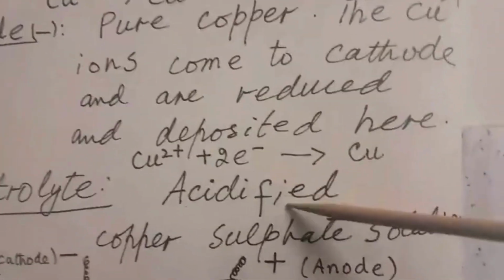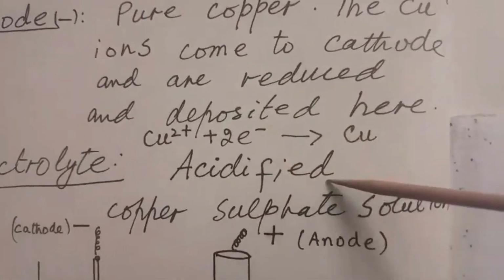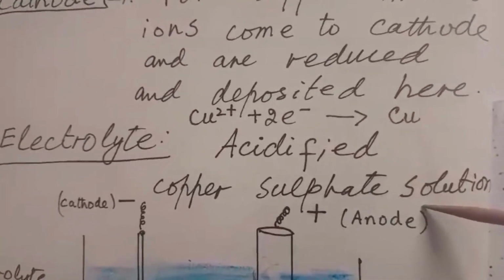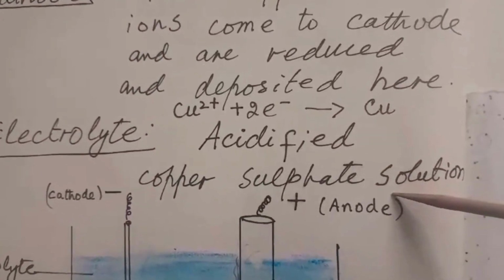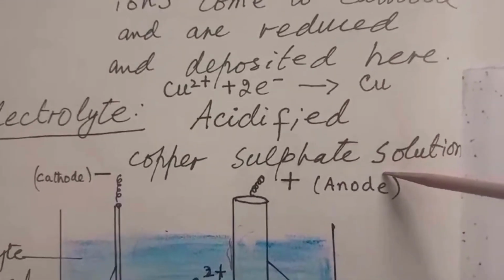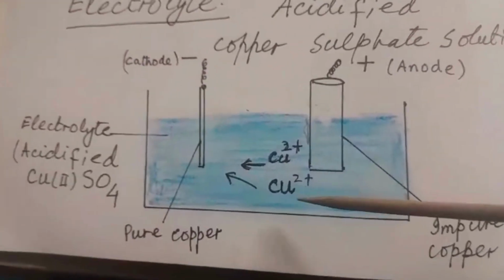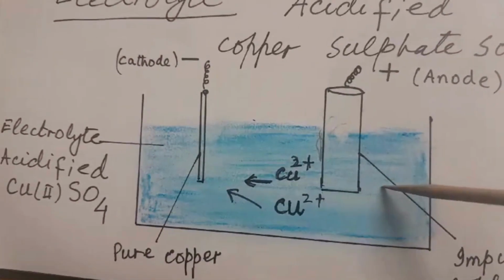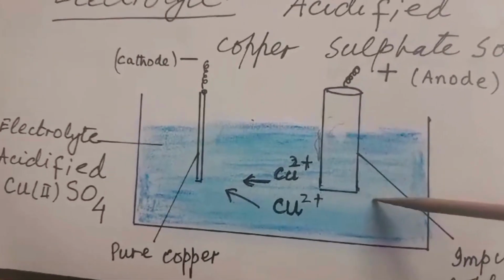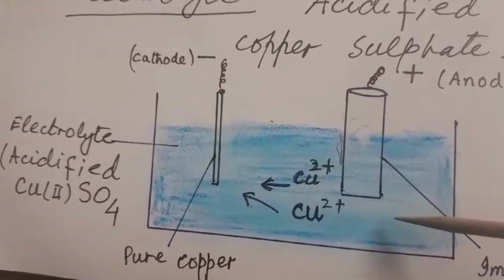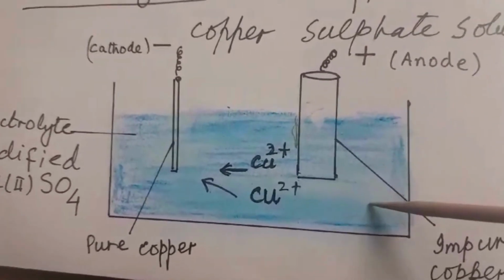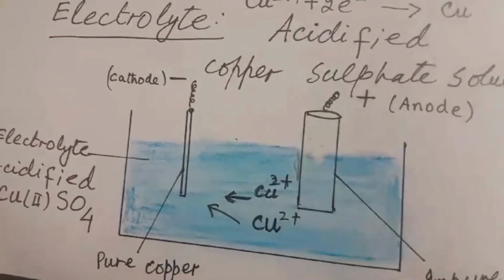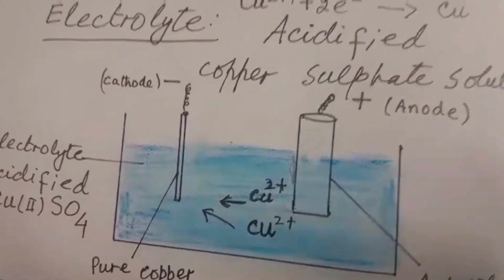The electrolyte used here is the acidified copper sulfate solution. A few drops of sulfuric acid are added in the aqueous solution of copper sulfate to make it a strong electrolyte. It is shown with the blue color because copper sulfate is a blue salt and its aqueous solution is also blue. That's how pure copper is obtained from impure ore of copper.